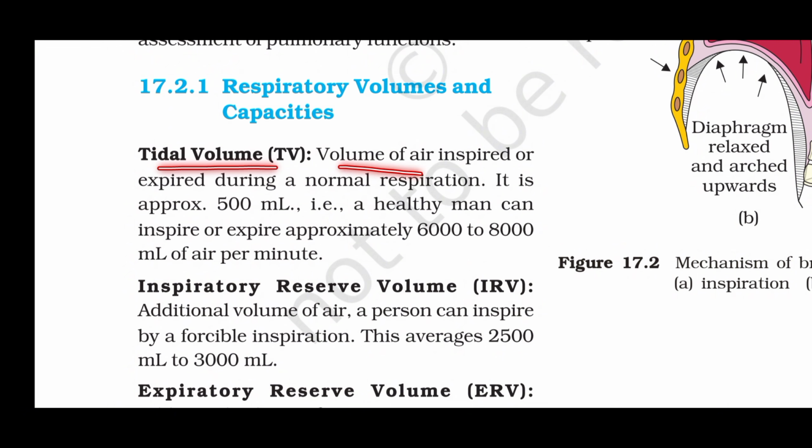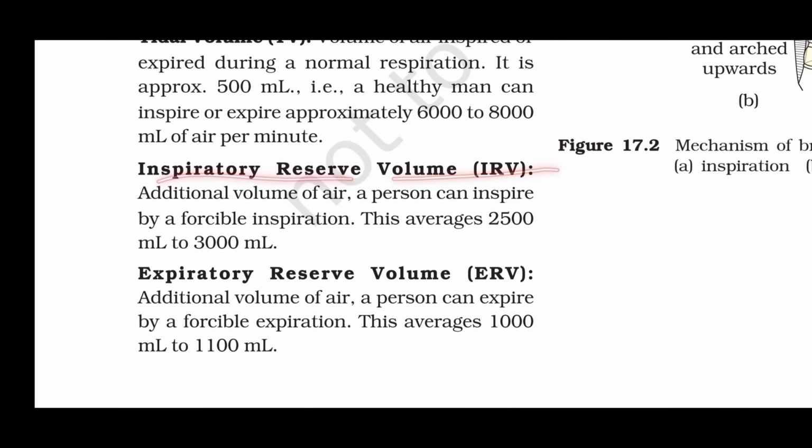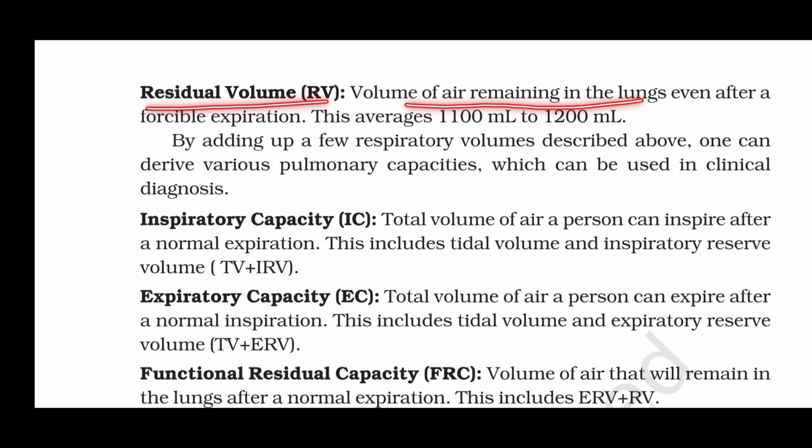Respiratory volumes and capacities. Tidal volume: the volume of air inspired or expired during a normal respiration. It is approximately 500 ml. That is, a healthy man can inspire or expire approximately 6,000 to 8,000 ml of air per minute. Inspiratory reserve volume: the additional volume of air a person can inspire by a forcible inspiration. This averages 2500 ml to 3000 ml. Expiratory reserve volume: the additional volume of air a person can expire by a forcible expiration. This averages 1000 ml to 1100 ml. Residual volume: the volume of air remaining in the lungs even after a forcible expiration. This averages 1100 ml to 1200 ml.